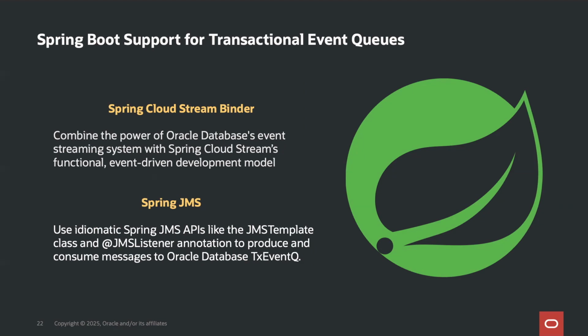Transactional event queues also works well with Spring Boot if you're a Spring Boot user. The Spring Cloud Stream Binder for Oracle Database Transactional Event Queues combines the power of Oracle Database's event streaming system with Spring Cloud Stream's functional event-driven development model. If you're a user of JMS, Oracle Database Transactional Event Queues integrates seamlessly with Spring JMS, allowing you to use Spring's idiomatic JMS APIs like JMS Template and JMS Listener to produce and consume messages.